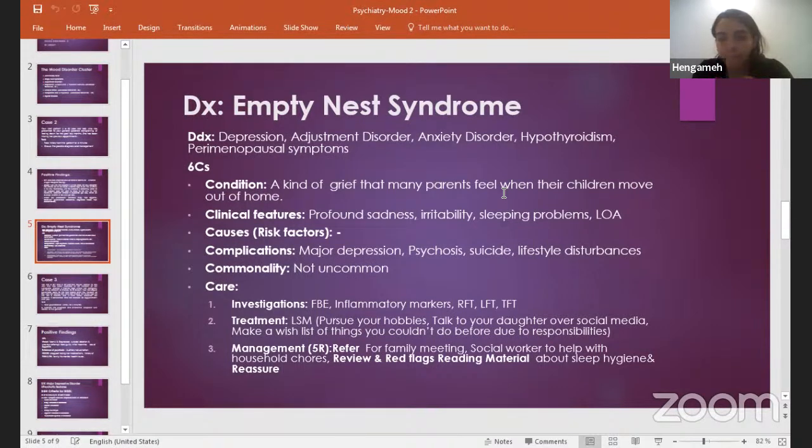So, differential diagnosis: of course, empty nest syndrome could be depression. It could be adjustment disorder. It could be anxiety, less likely. Perimenopausal symptoms, hypothyroidism. And then let me have a look at your task again.